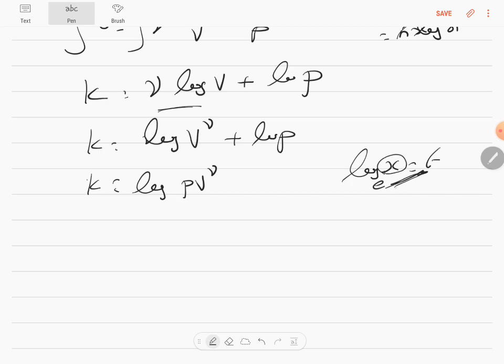So this gamma can be brought to the power. So gamma log V, that is log V to the power gamma, plus log P, and this addition becomes multiplication. So log of P V to the power gamma is a constant. And there's this property: log x to the base e is equal to t, e to the power t becomes x. Do you know this property? No? Okay, then just consider all this is to the base e. So e to the power k will be equal to P V to the power gamma.